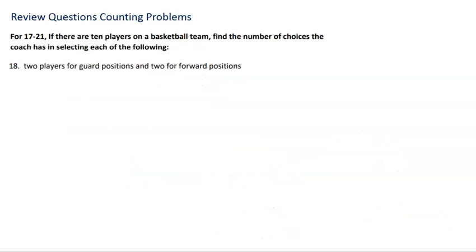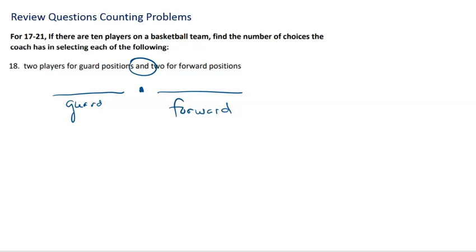Now for number 18, we still have 10 players, okay? We want to find 2 players for guard position, and 2 players for forward positions. Now notice the and. That is a clear multiplication, okay? So in our first task, we're going to pick the guard positions. And our second task over here, we're going to multiply because of the and, we're going to pick forward positions.